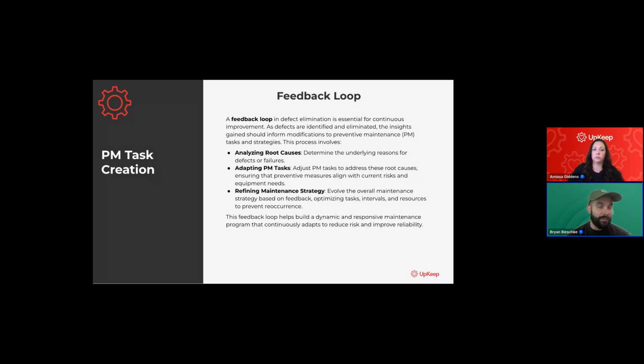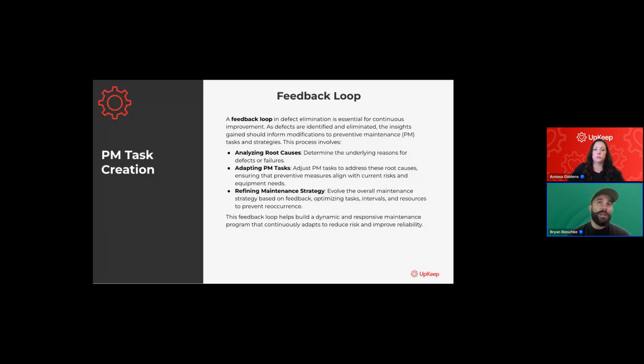How are they impacting our preventive maintenance strategy? How are they impacting the uptime of the machines? And then we modify accordingly. If we're doing a whole bunch of PMs and we still have a ton of unexpected failures, downtimes associated with those machines, we're probably doing the wrong work, right? So we want to analyze root causes, determine underlying reasons for defects or failures, adapt PM tasks. Of course, we want to modify and change as we go along.